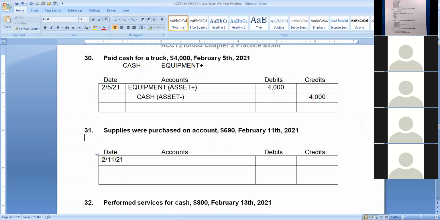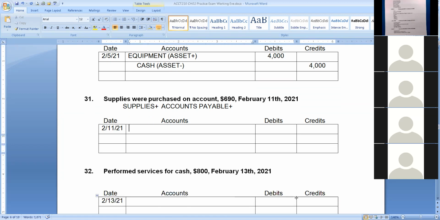Supplies are purchased on account. What are the accounts we're going to use? Supplies and accounts payable. Yep. The supplies going up or down? Going up. The accounts payable? Up. Good. That's one of the tricks most people miss. Okay, so supplies are going up. So what would the journal entry be? Supplies debit, accounts payable credit.